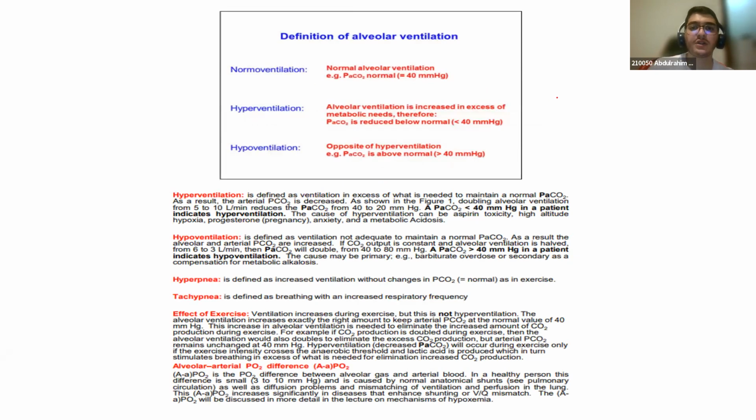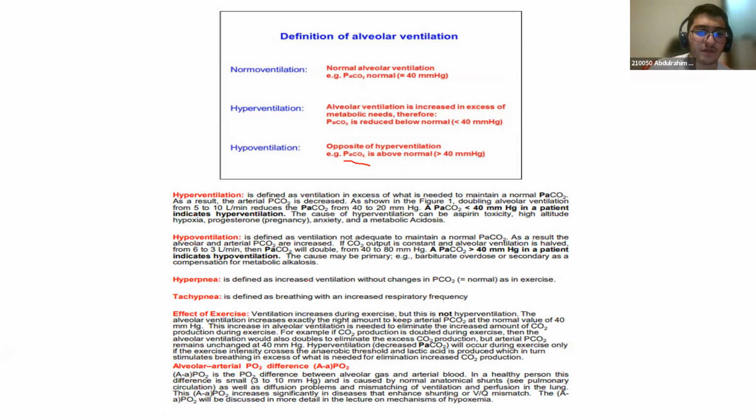So, okay, definition of alveolar ventilation. There's a question about this slide: normal ventilation. How is ventilation calculated? Ventilation depends on the alveolar pressure of carbon dioxide. When the alveolar pressure of carbon dioxide is normal, it is considered normal ventilation. When it is reduced, hyperventilation. When it is above normal, we consider hypoventilation. So we are only looking at the alveolar pressure of carbon dioxide.